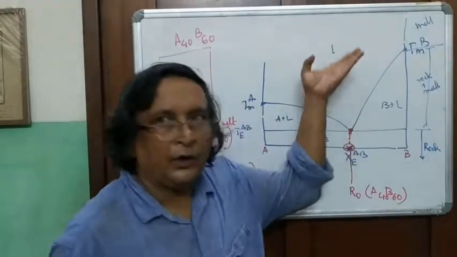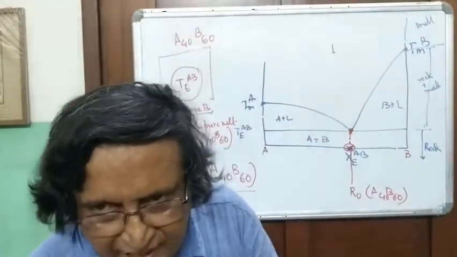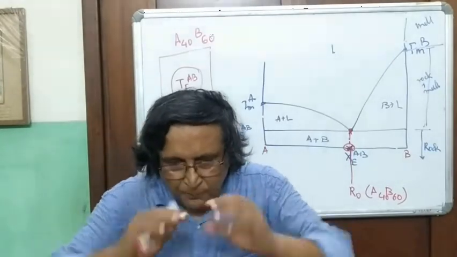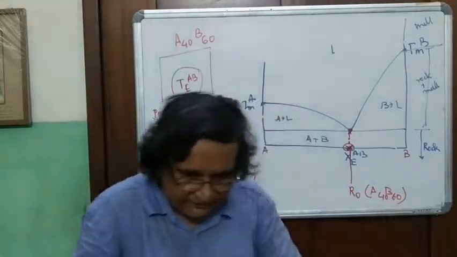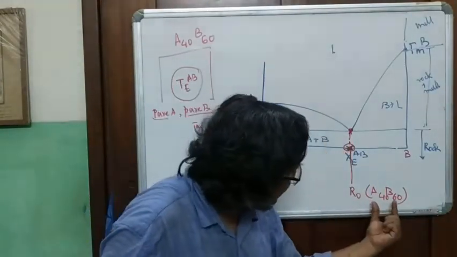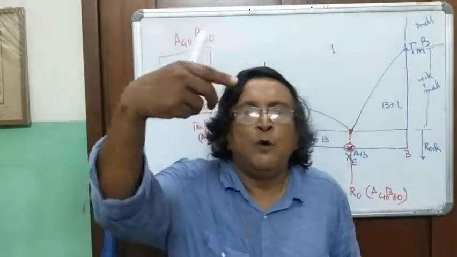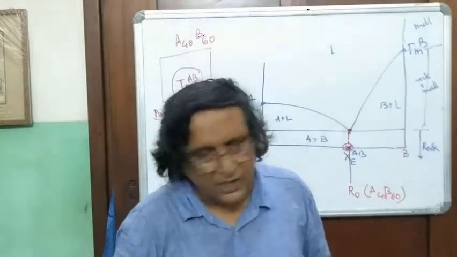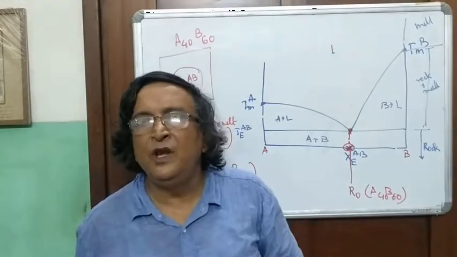This will go on. Remember, you're at a eutectic, so the melt composition will not be able to change. Only the proportion of A and B will change, and the proportion of A and B will also not change in the rock, because they will be melting in the same proportion, and you will produce a melt with this proportion A40, B60. Only thing, the proportion of melt, or the melt fraction, will increase, but the liquid will not change its composition. The liquid will not change its composition.